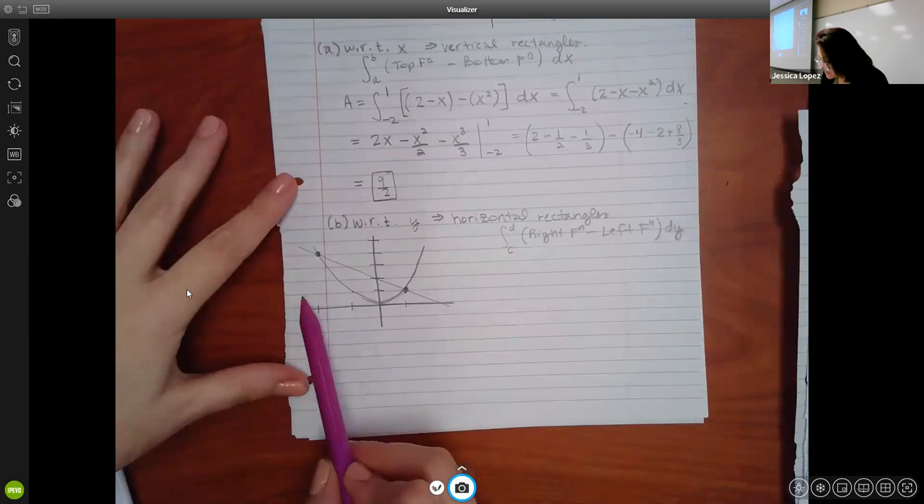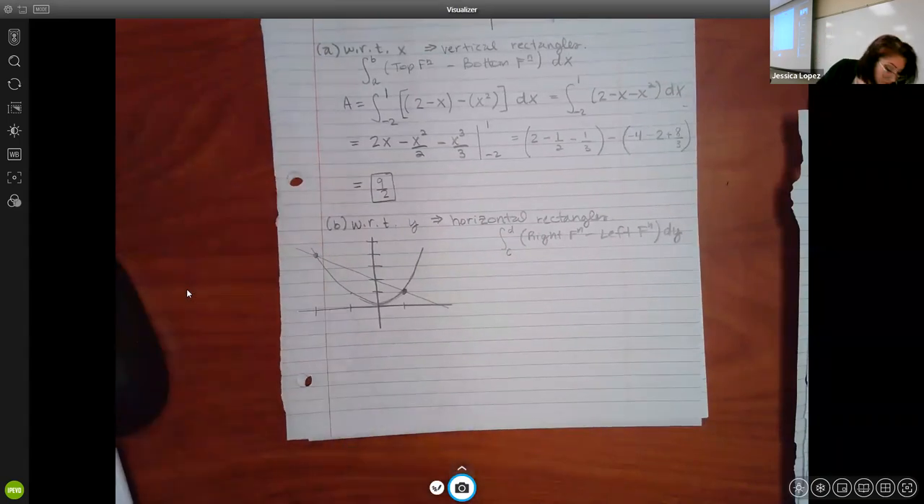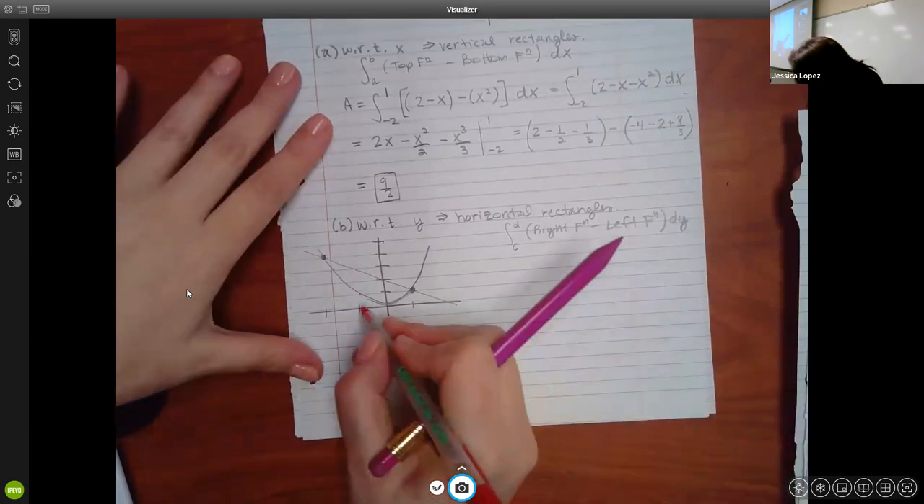So what happens here is, I wish I had another color, but I finally ran out of all the ink in all my pens. Now I have no more erasable ink. So we're in the last week of the semester. I don't want to ask for another one.